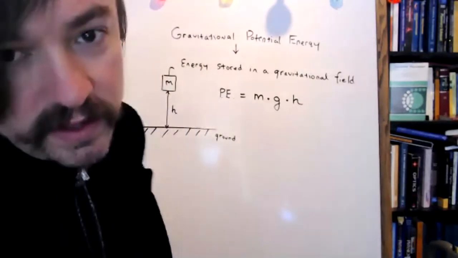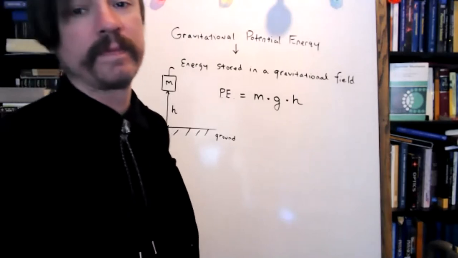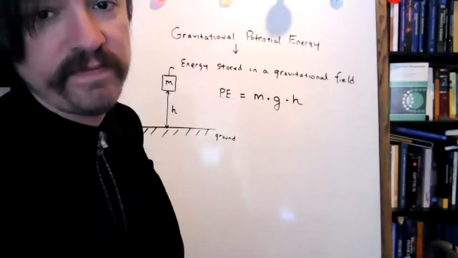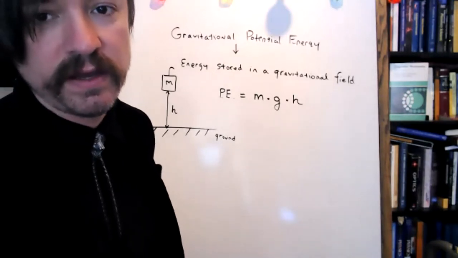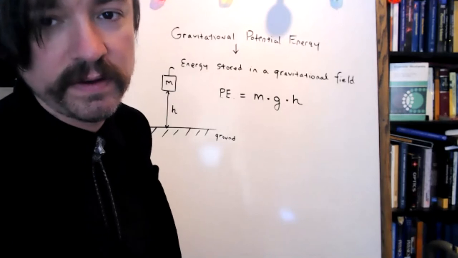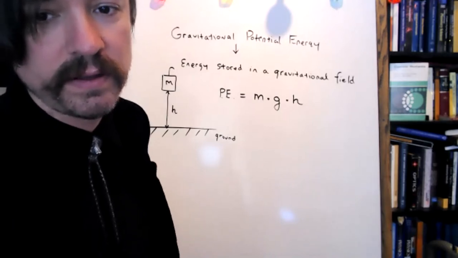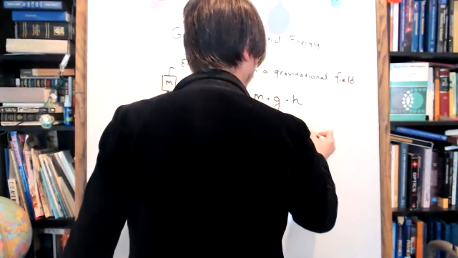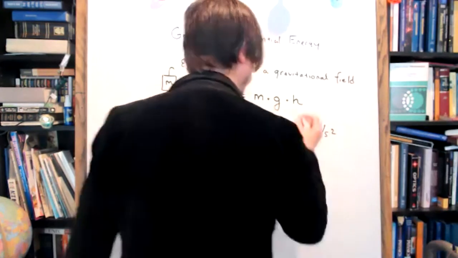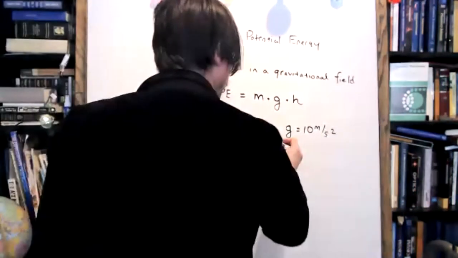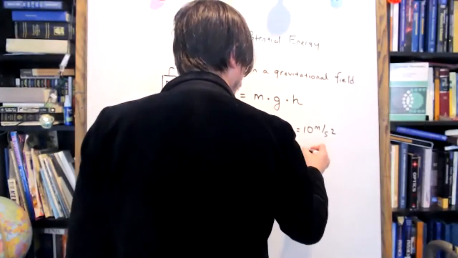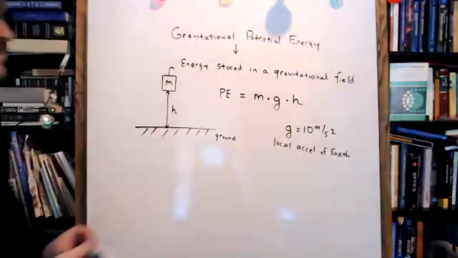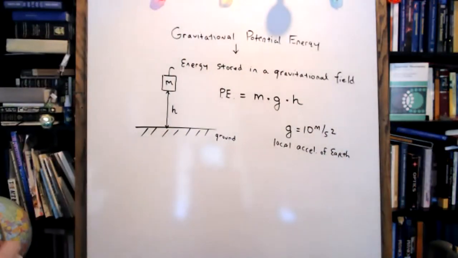It's unique to Earth. And what's the value, Mariah? What do you mean the value? Well, I mean, g is like a letter. And yeah, I want the number and the units. Oh, okay. So it's 10 meters per second squared. So little g, 10 meters per second squared, we'll remind ourselves, is the local acceleration of Earth's gravity.